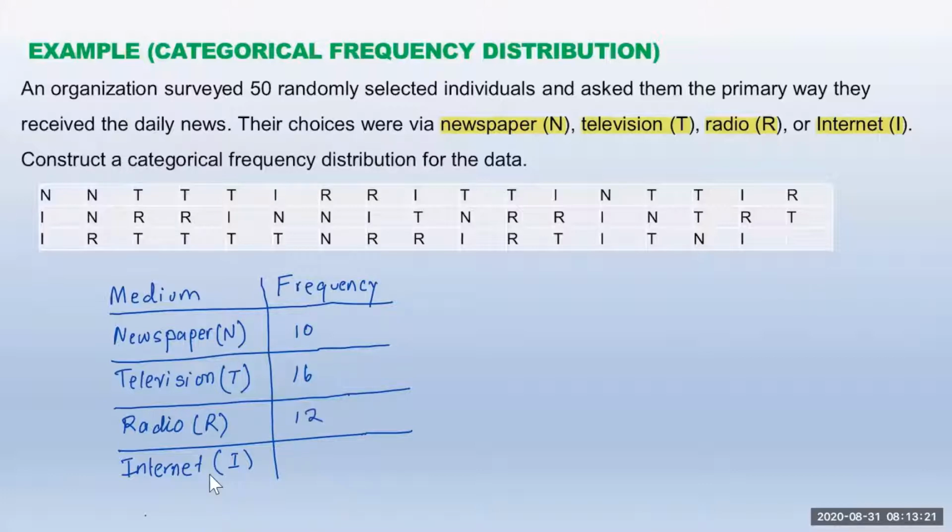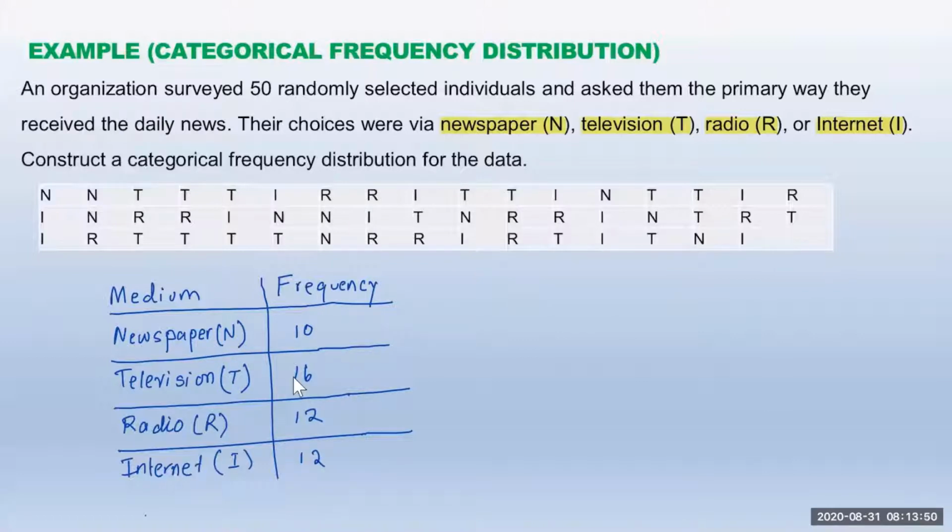Now internet. Let's find out how many of them receive the news from the internet. We have I here, 2 of them. Then here we have 1, 3, 4, 5, 6, 7, 8, 9, 10, 11, 12. 12 of them receive the news from the internet. So here what we did is we represented the data using frequency.